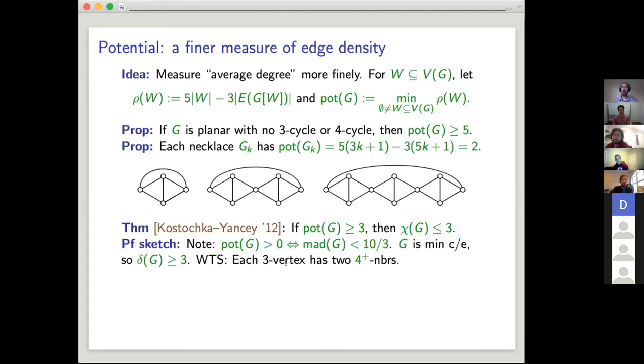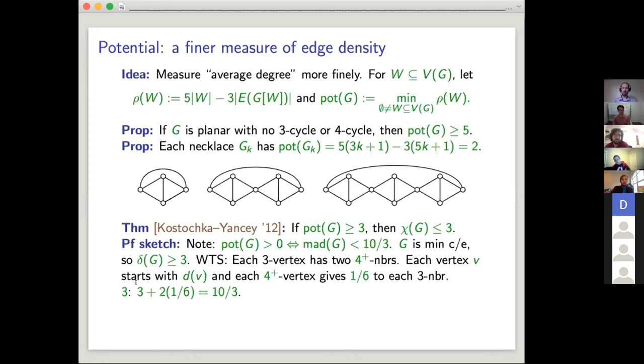So if you could show that each 3 vertex has 2 neighbors of degree 4 plus, then everybody starts with charge equal to degree, and each 4 plus vertex gives 1/6 to each 3 neighbor. So what happens? For the 3 vertex, you started with 3 and you got 2/6, so you get up to 10 thirds. That's great. And if you're degree 4 or more, then you gave away at most 1/6 of your degree, but because your degree is at least 4, that's 20 over 6, which is 10 over 3.